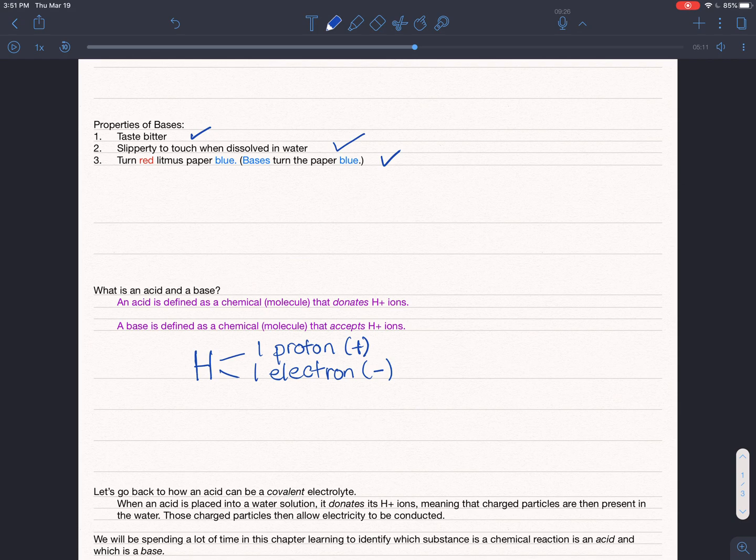If you remember, hydrogen is what number on the periodic table? Okay, hopefully you said it. It is number 1 on the periodic table. That means that it has 1 proton and 1 electron.